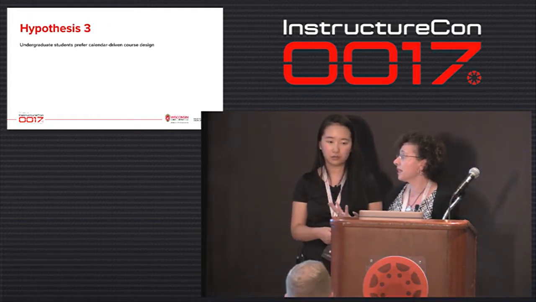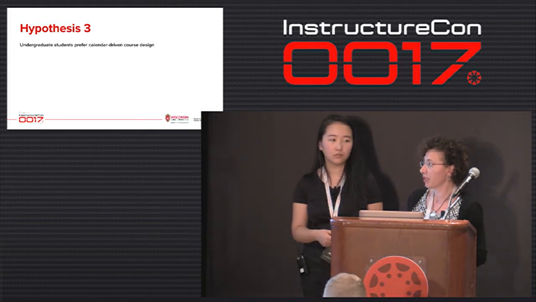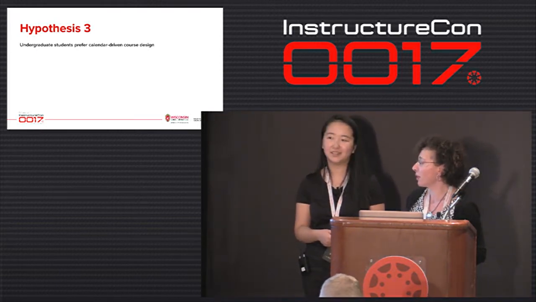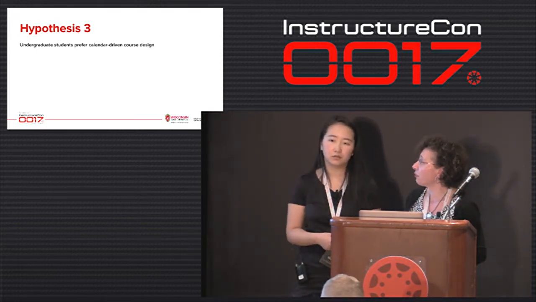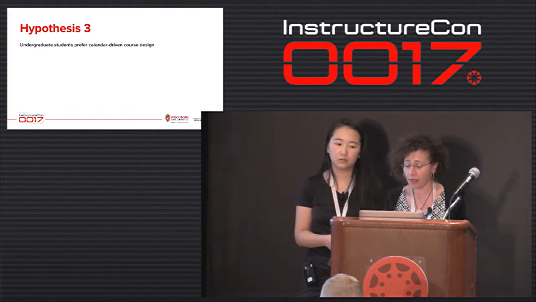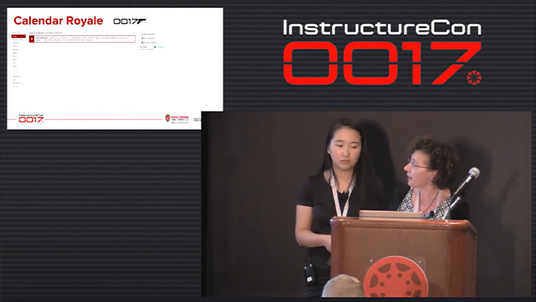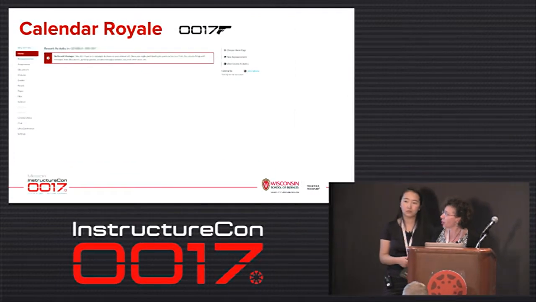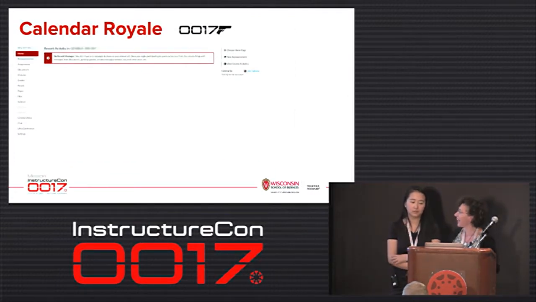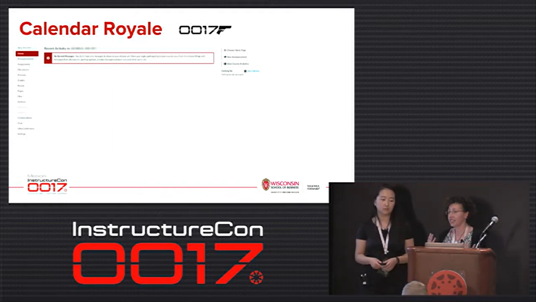Our hypothesis 3 came directly from the conviction of a professor who thinks that undergraduate students prefer calendar-driven course design. So here's the example of a course website that we call Calendar Royale. This is one core course taught by 8 different instructors, all using the same curriculum assessment, but each having their own course website.